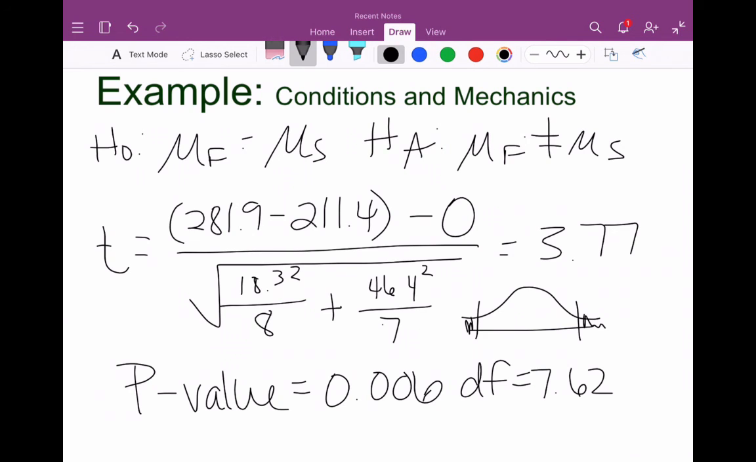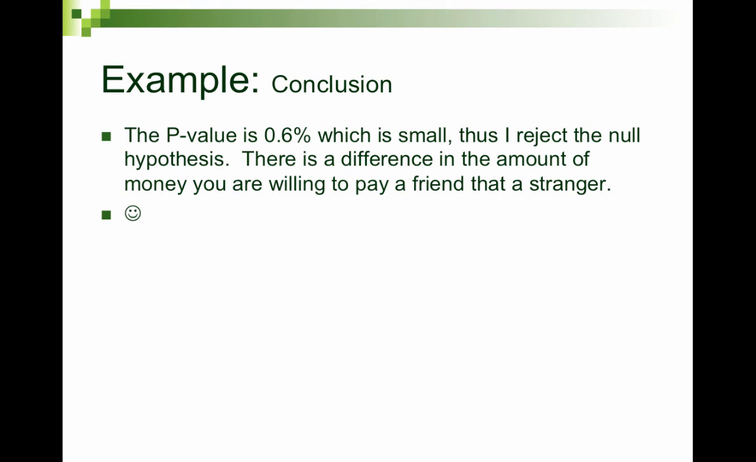It has to be based off of our p-value, and we explain what that means in context. Our conclusion tells us that with a p-value of 0.6%, which is small, we reject the null hypothesis. There is a difference in the amount of money you are willing to pay a friend than a stranger.